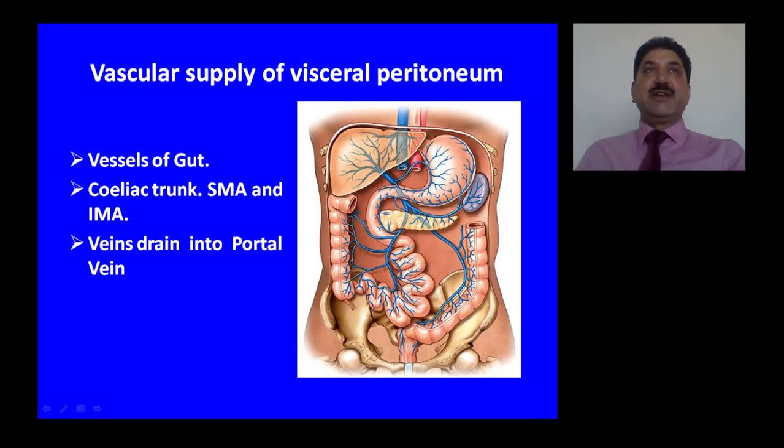As already explained, if we take section of the gut, it is composed of four layers: mucosa, submucosa, muscular layer, and serosa. Serosa represents the visceral peritoneum. It receives its blood supply from the vessels which supply the gut tube, and its veins drain into portal vein.